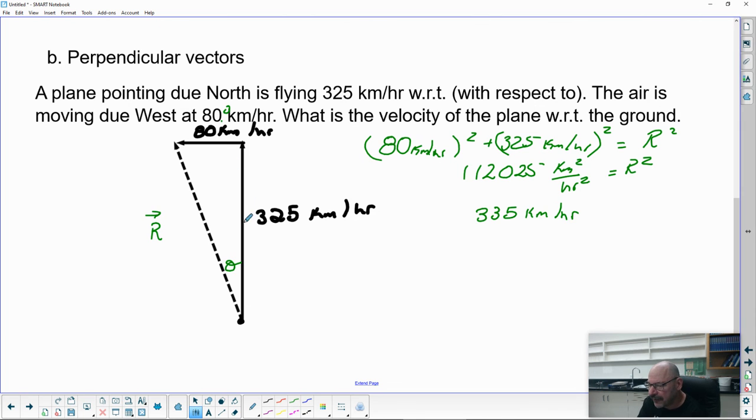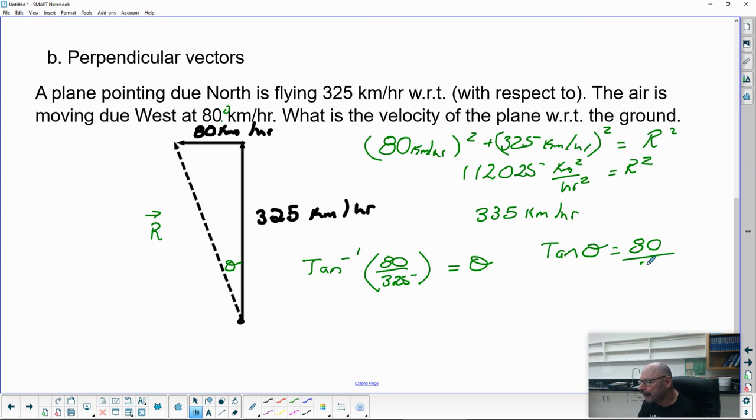So we need this angle here. So now we're going to get the angle. The inverse tan of the opposite over the adjacent, 80 over 325, equals that angle. Now if you want to write tangent out and then do the inverse tan, I kind of did it in one step. You could write tan theta equals 80 over 325 and then do the inverse tan, right?